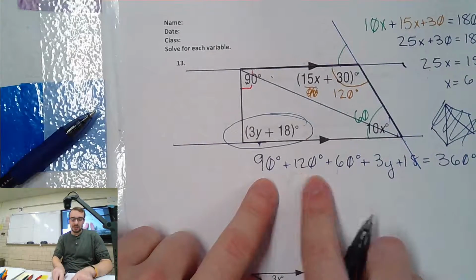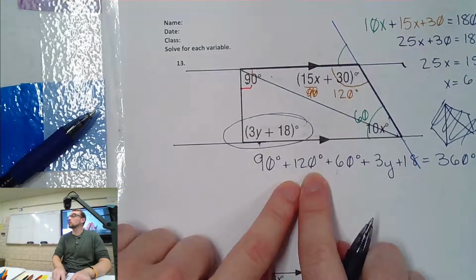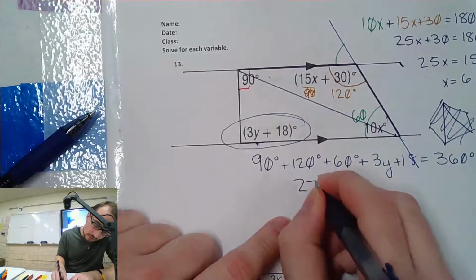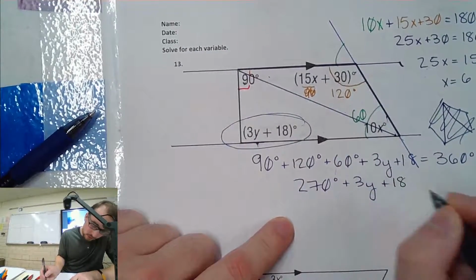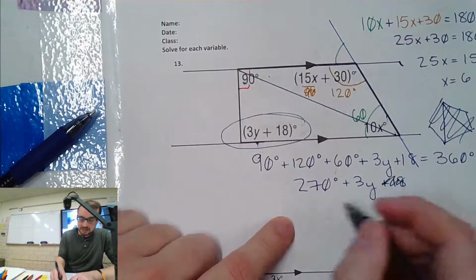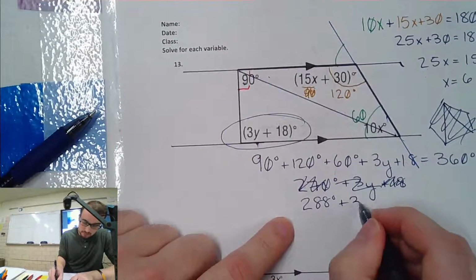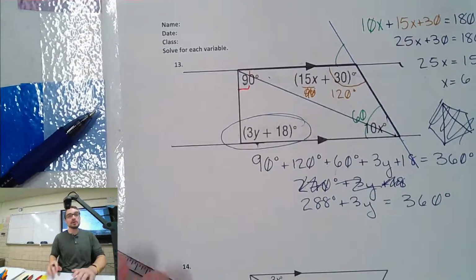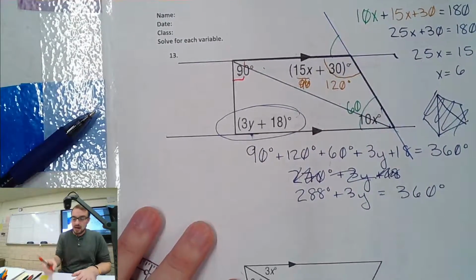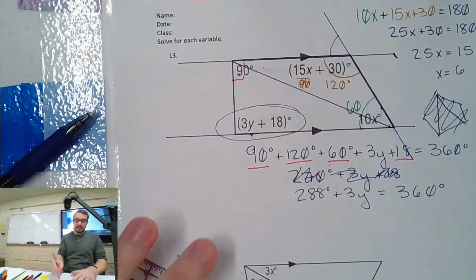I'm going to add all these guys up. 60 and 90, that's 150. 150 and 120, 270. Oh, I forgot the 18. My bad. Add the 18, we get 288. I apologize for missing that 18. I added up the 18, the 60, the 120, and the 90. And I got 288.